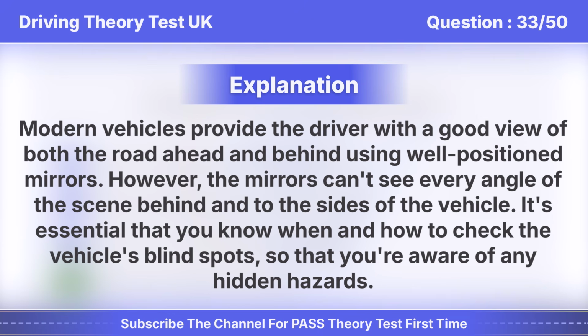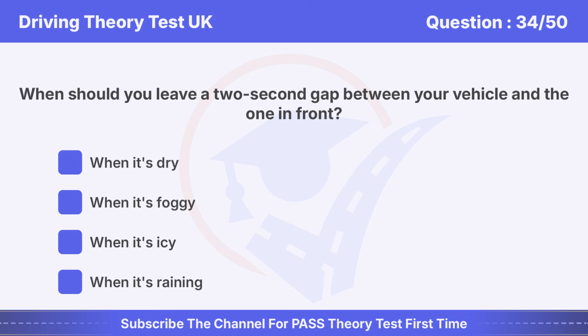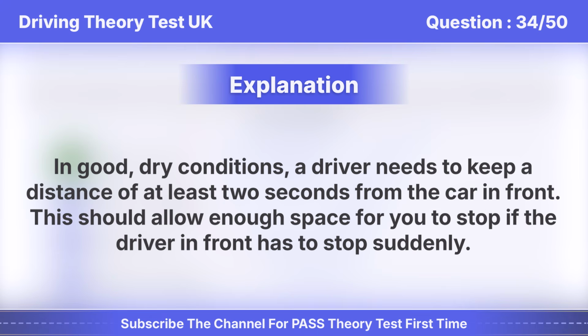Question 34. When should you leave a 2-second gap between your vehicle and the one in front? Answer is A. When it's dry. In good dry conditions, a driver needs to keep a distance of at least 2 seconds from the car in front. This should allow enough space for you to stop if the driver in front has to stop suddenly.